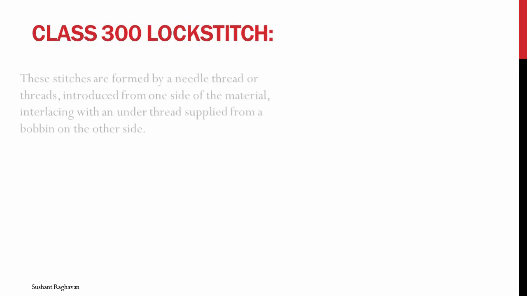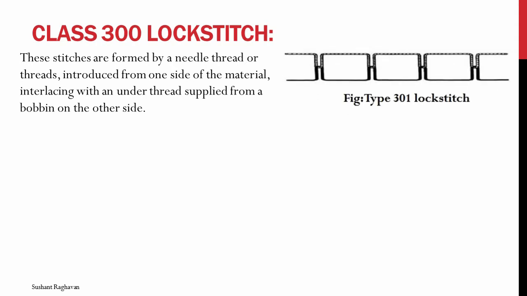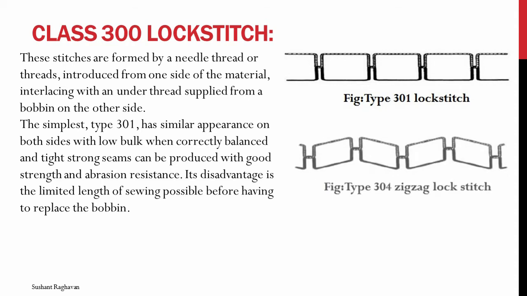Class 300 lock stitch. These stitches are formed by a needle thread or threads introduced from one side of the material, interlacing with an underthread supplied from a bobbin on the other side. Figure type 301 lock stitch. The simplest, type 301, has a similar appearance on both sides with low bulk when correctly balanced, and tight strong seams can be produced with good strength and abrasion resistance. Its disadvantage is the limited length of sewing possible before having to replace the bobbin.